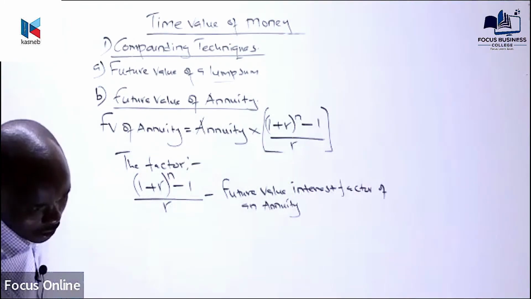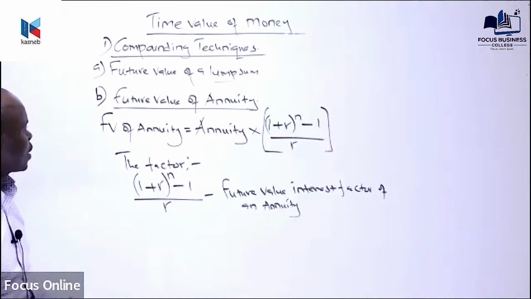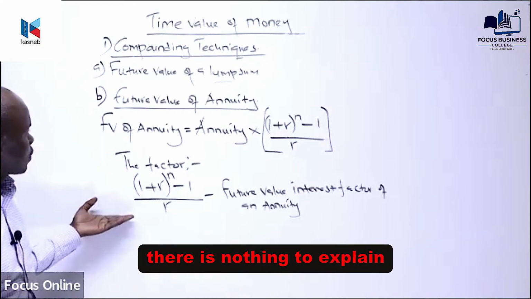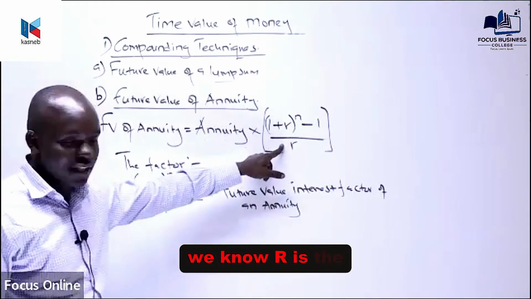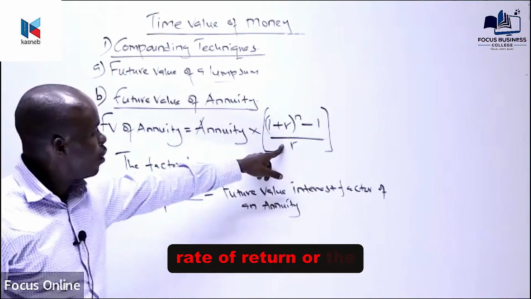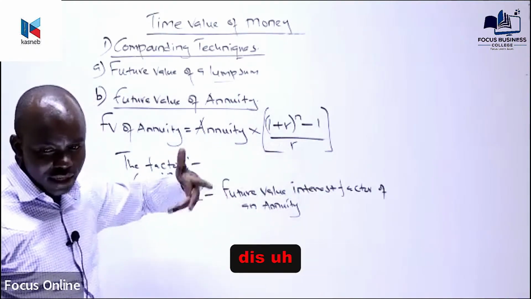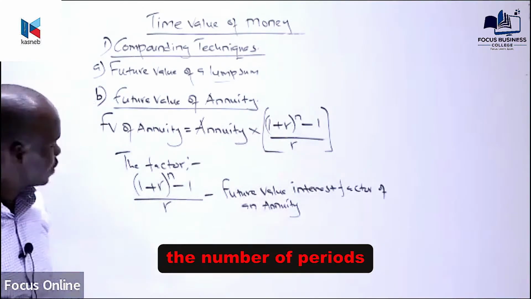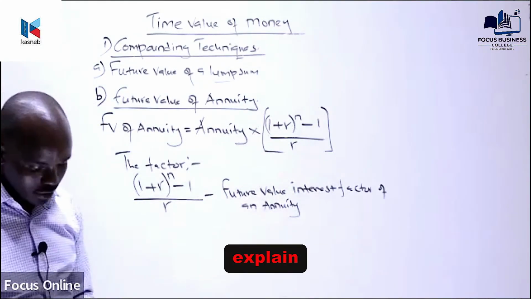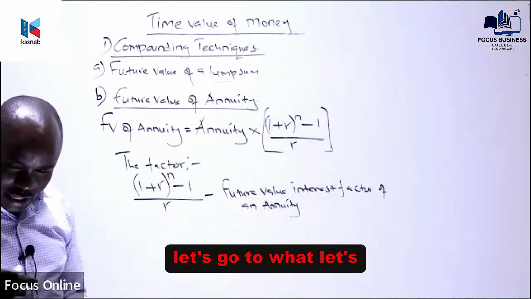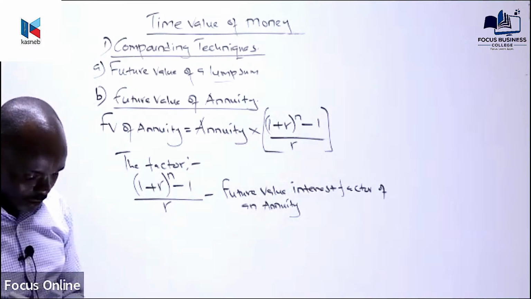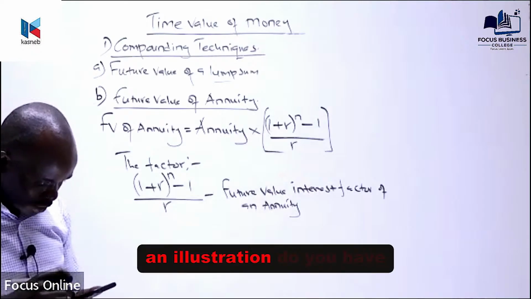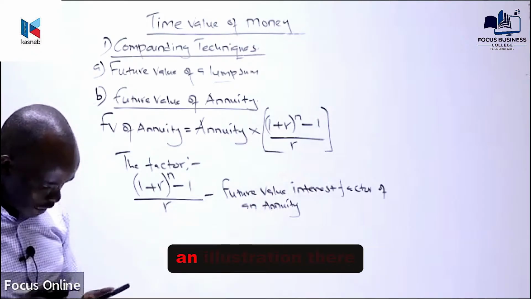So any question here? There is nothing to explain. We know R is the rate of return or the interest rate. N is the number of periods. So there is nothing to explain. Let's have an illustration. Do we have an illustration there?